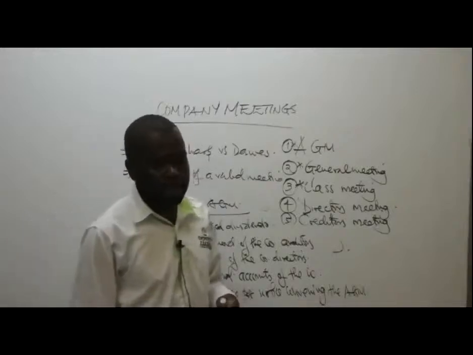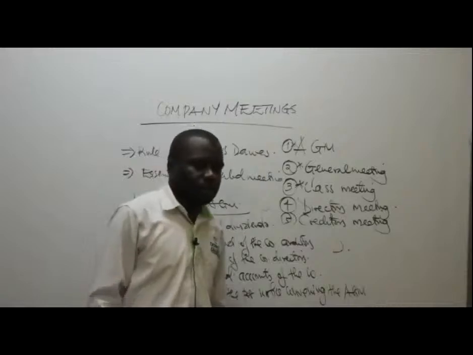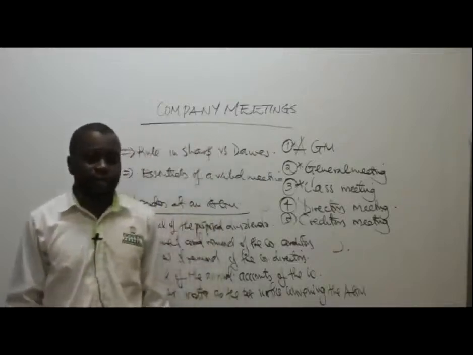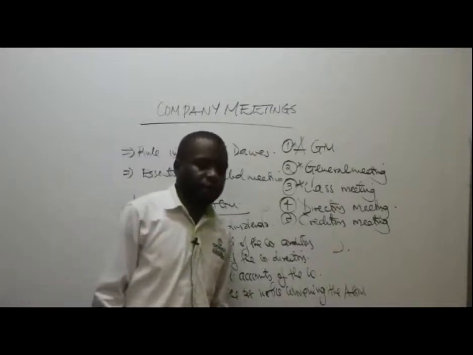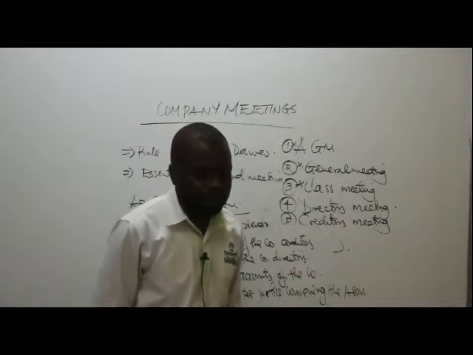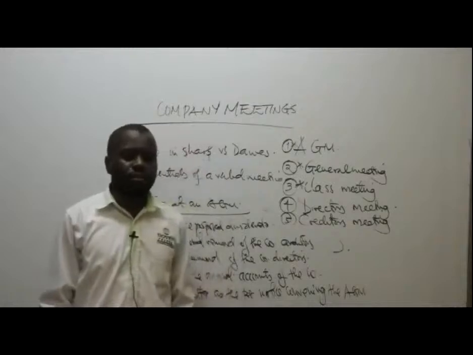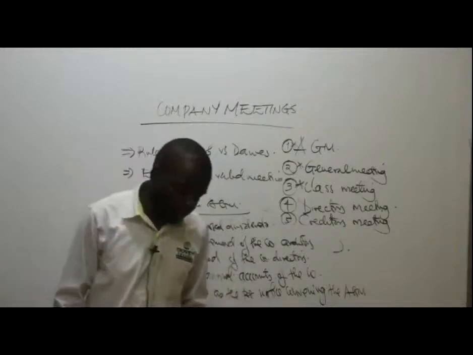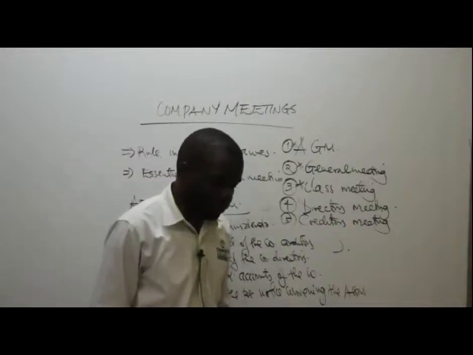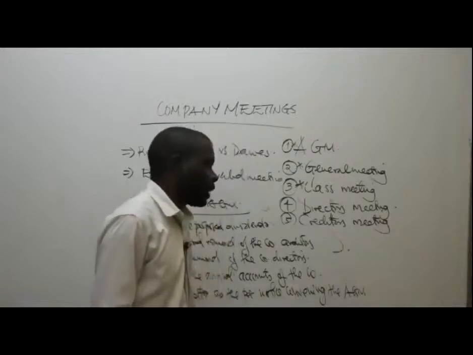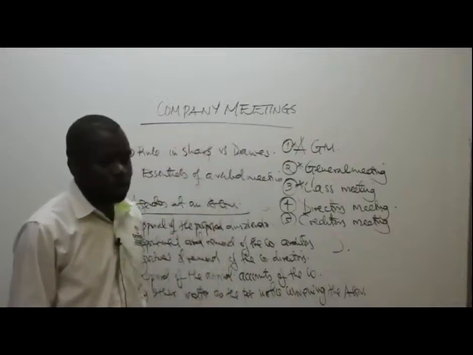Sometimes the rights can be varied by the company, and the company can't just vary the rights without having consulted the members of this class of shares. In short, the company has to ensure that the members of that class of shares have been able to approve of the variation.